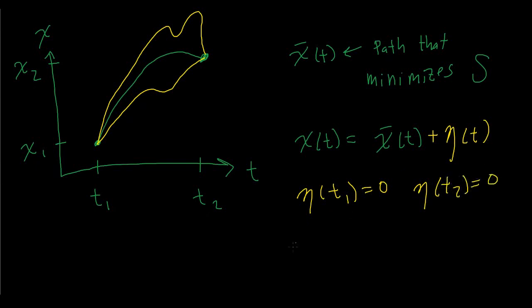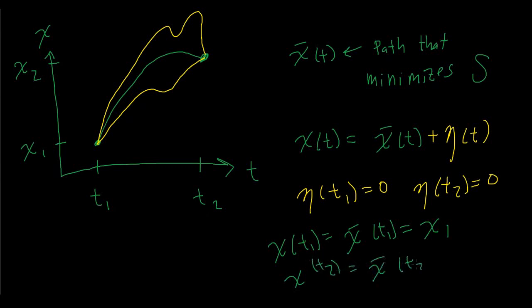And this is so that x of t1 equals x bar of t1, which equals x1, and x of t2 equals x bar of t2 equals x2. So we want all of our paths to start at x1 at t1 and end at x2 at t2. And every path can be written as x bar plus eta, as long as eta of t1 equals 0 and eta of t2 equals 0. All right, so we haven't done anything. All we've said is that every path can be written as the true path plus eta.